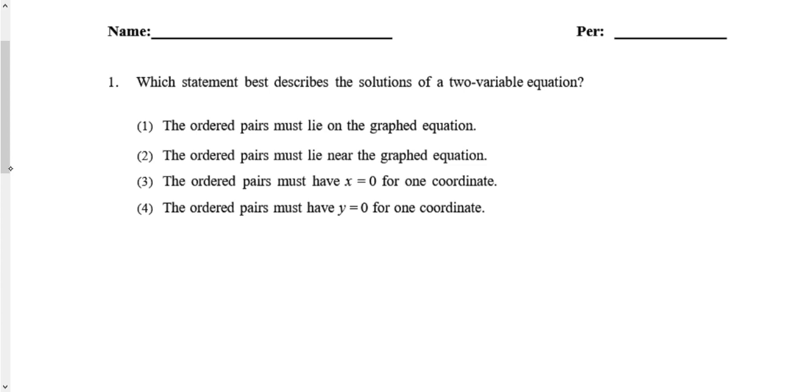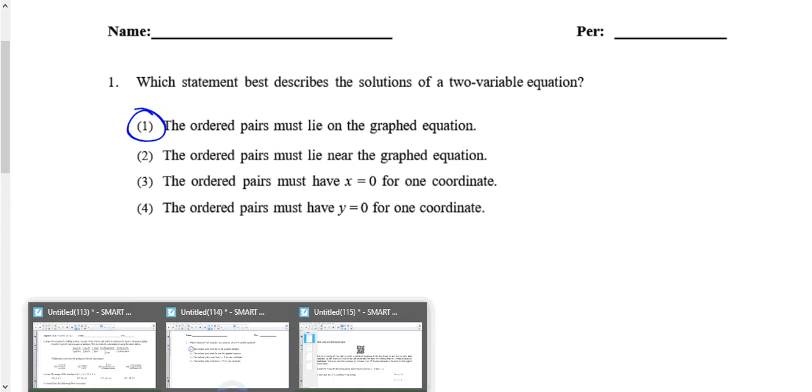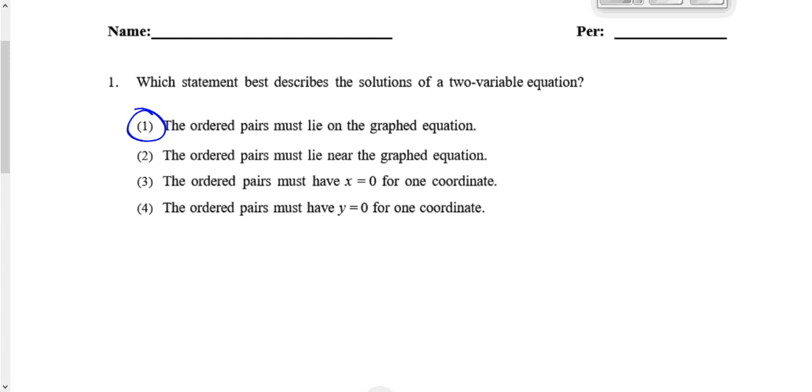Which statement best describes the solution of a two-variable equation? It's number 3. No, it's not 3 or 4. Why would they have to have 0 for one of the coordinates? I don't know, I just guessed. If a point's a solution, it must lie on the graph. Does that have to lie on the graph? Yeah. So just know that from here on out. Okay, all right. So that was, we're doing 2 lessons? Yeah.